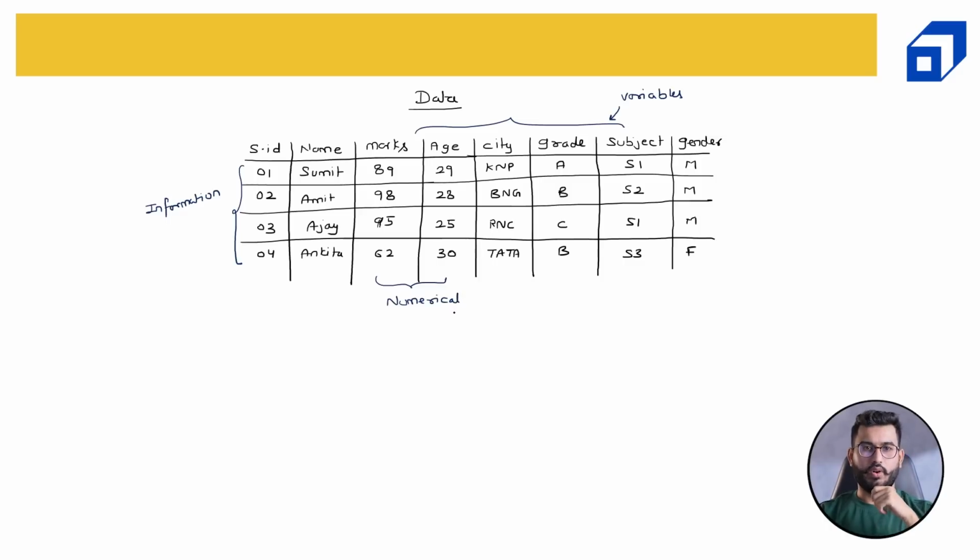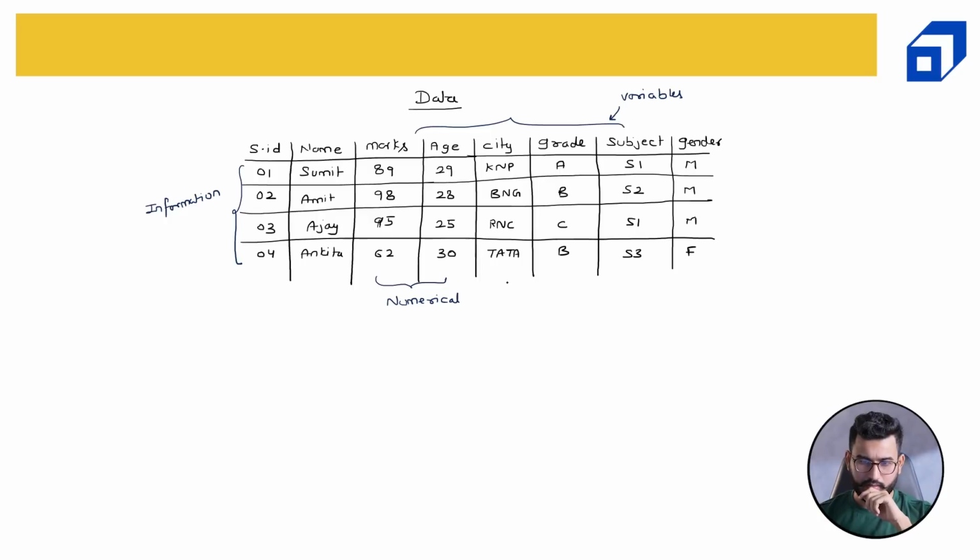And why am I calling it numerical? Because the data which these columns are holding are numbers. These numbers lie between a minimum and a maximum, right? So marks can be between 0 to 100. Age can be between, let's say, since it is a school, 25 to 35.